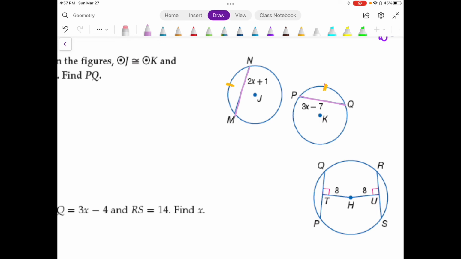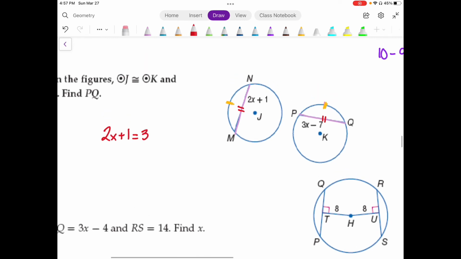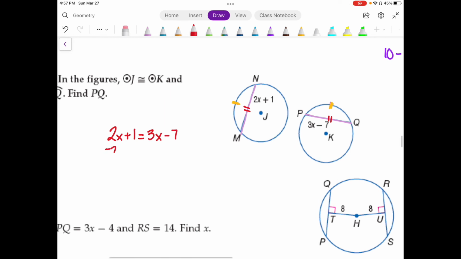Since these two circles are the same, and I know that those two arcs are the same, then I can conclude that these two chords are going to be the same by that chord arc theorem that we did at the very beginning. So I'm going to say that those two chords need to be the same. I'm going to set their two equations equal to each other, and I'm going to solve for x. Subtract that 2x over, and I get 1 is equal to 1x minus 7. I'm going to add 7, and I get 8 is equal to x.